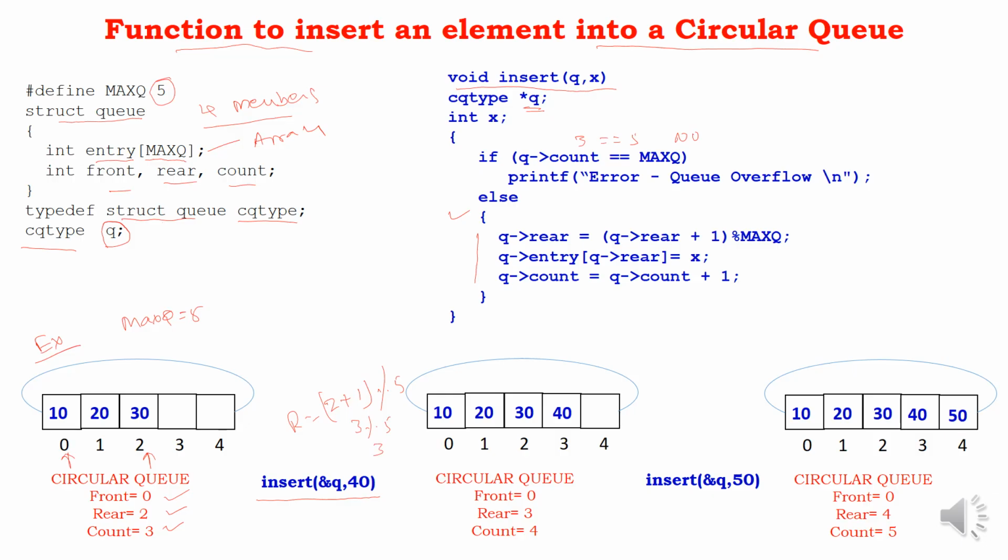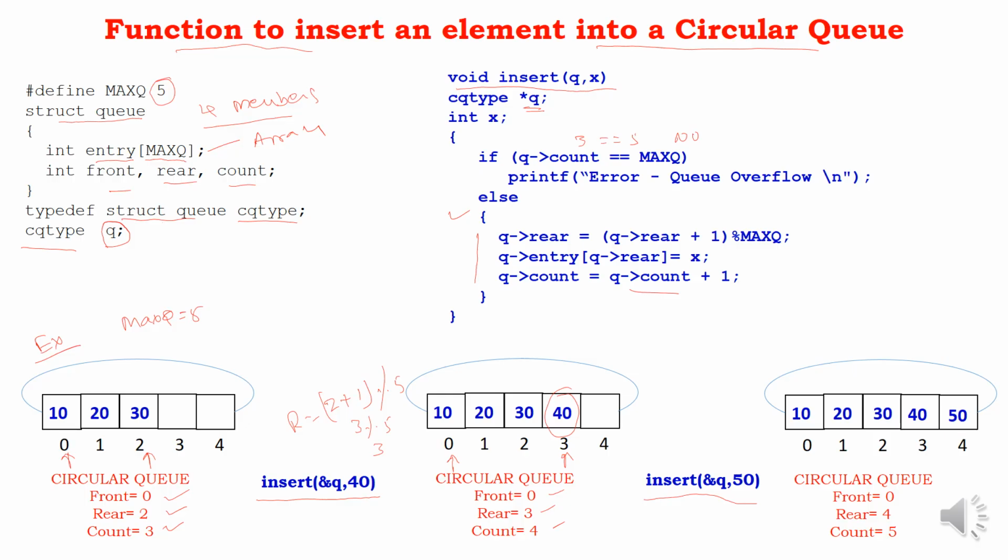3 mod 5 is 3. Entry of rear is x. Entry of rear, entry of 3, is x. 40 is placed. Count is increased by 1. Count is already 3. 3 plus 1 is 4. See here. First element is at location 0. Last element is at location 3. Total number of elements is 4. Now again you wanted to insert one more element. Insert q comma 50. Now if you wanted to insert one more element, again execute these instructions. Insert q comma x. Now q is your circular queue consisting of 4 elements.